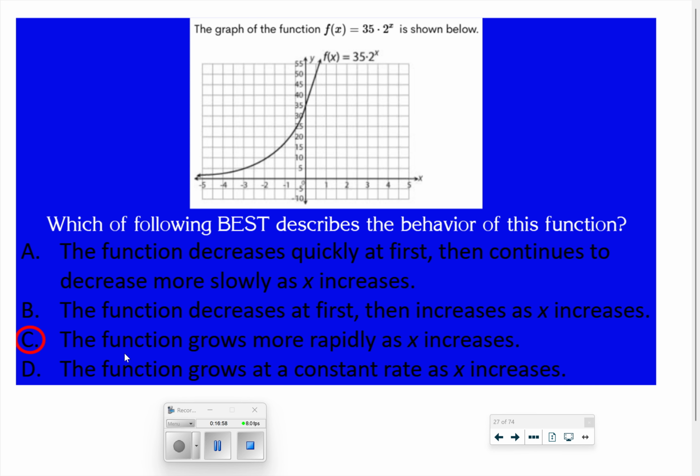All right, the answer is C. The function grows more rapidly as x increases. So just because this is a negative doesn't mean it's not growing. So we start here and we're looking at the y value for the growth. Okay. So as we go to the right on the x, it's going up and it's going up pretty fast. So the answer is going to be C.